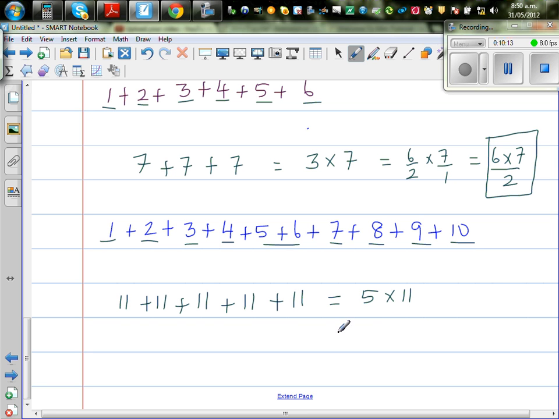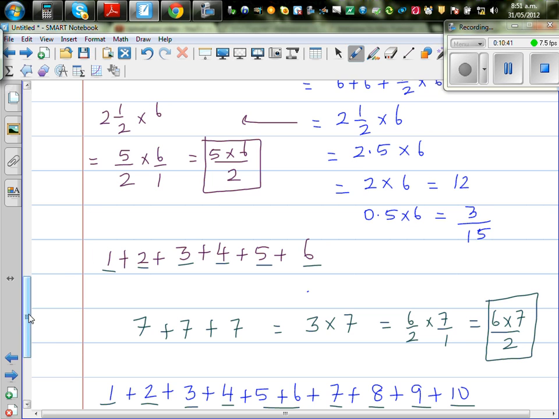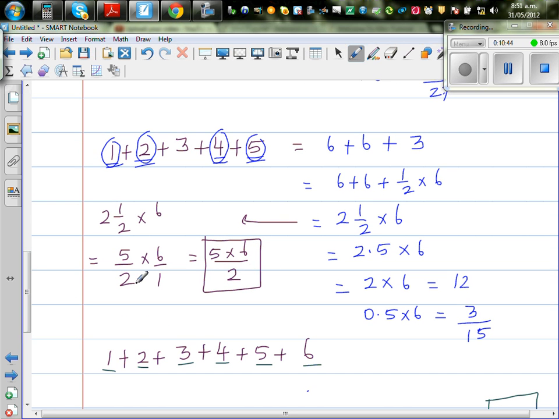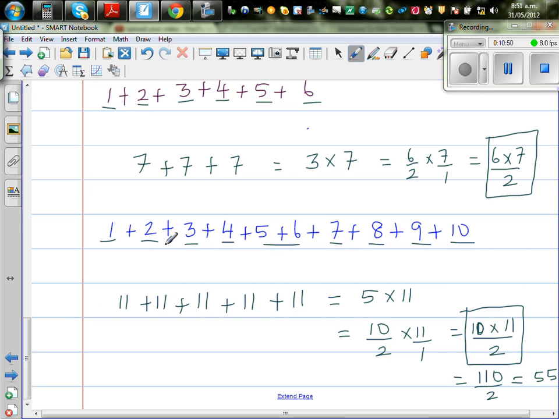Now 5 times 11 is the same as 10 over 2 times 11, which is 10 times 11 over 2, which is how much? This is 110 over 2, which is 55. My focus is this. Can you see a pattern now developing? Okay, so let's go back. When adding from 1 to 5, it was 5 times 6 over 2. When we added from 1 to 6, it was 6 times 7 over 2. When we added from 1 to 10, it was 10 times 11 over 2.